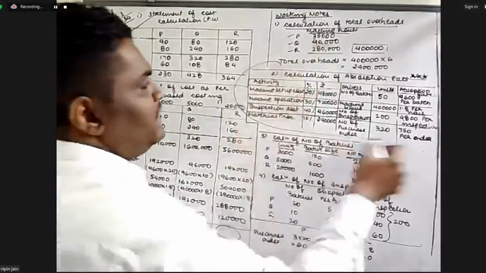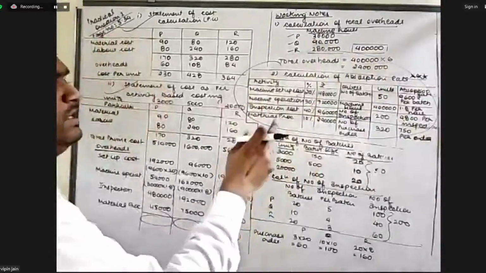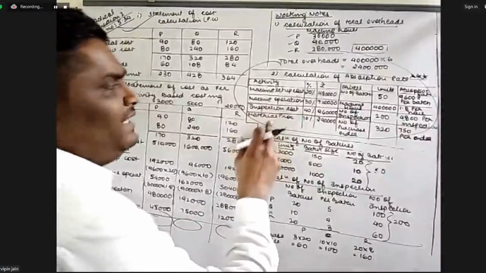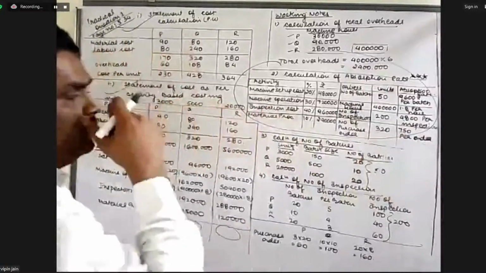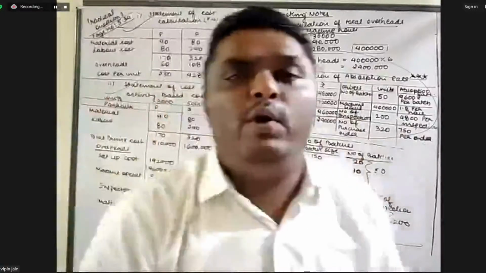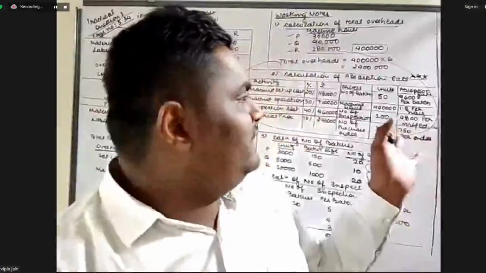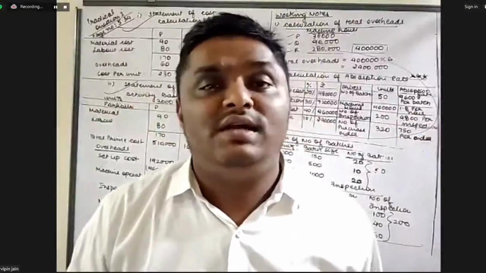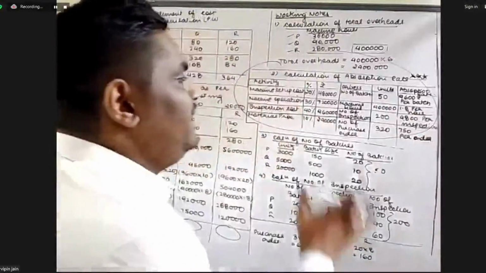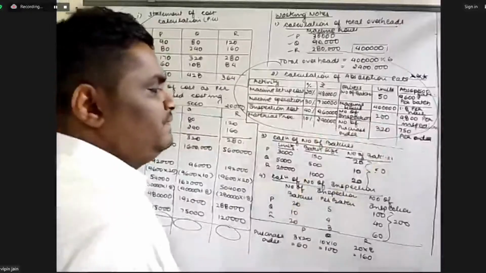So this table is the key. You have to prepare this table, that is activity, amount, driver, units, and absorption rate. So this table is very important. If there is any mistake in this table, then all your answers will be wrong. So very important, guys. This table is the key.